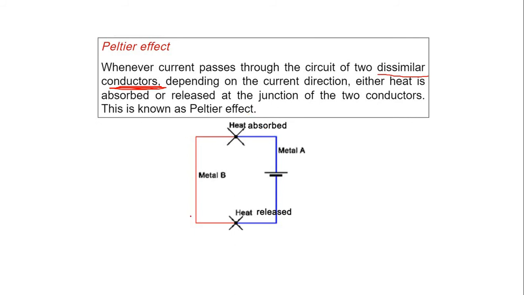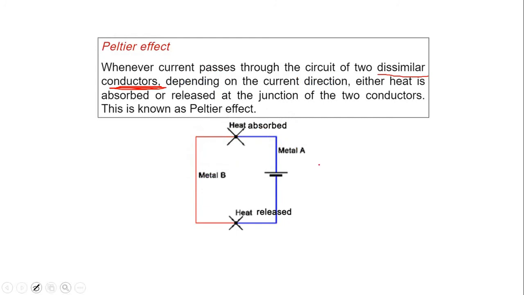Red is metal B, blue is metal A, and we connect them in this way. When a battery gives a current in the circuit, one junction absorbs the heat and the other supplies the heat. Whenever a current passes through the circuit of two dissimilar conductors, depending on the current direction, either heat is absorbed or released at the junction of the two conductors. This is known as the Peltier effect.